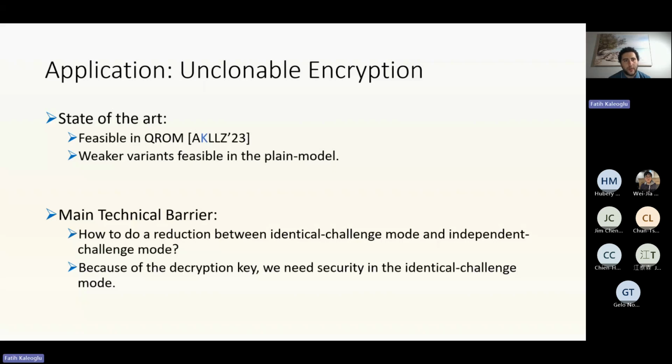And well, we don't know if it's possible in the plain model. We know through recent work that it's feasible in the quantum random oracle model. And people have considered some weaker security notions, but in its most basic form, we don't know that it's feasible in the plain model. And a common problem with all the attacks or attempts against constructing it in the plain model is this identical challenge versus independent challenge problem, which I'll mention later. And yeah, let me go on to the definition, and then I'll talk about what this is.